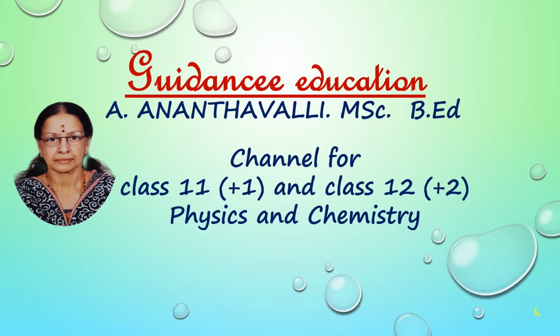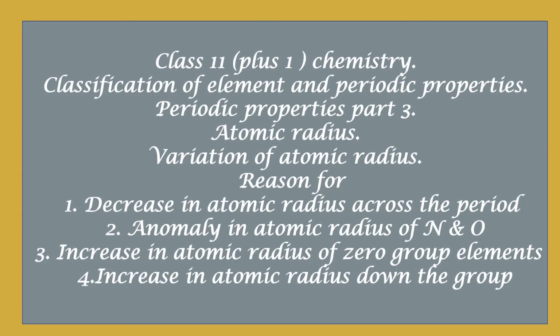We are continuing class 11 chemistry, chapter 3, classification of elements and periodic properties. This is periodic properties part 3. We will be discussing atomic radius and variation of atomic radius along the period and down the group.